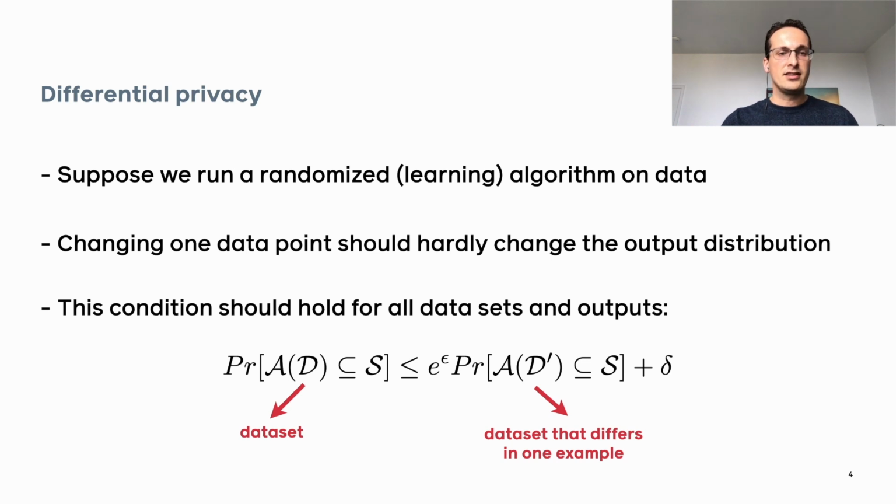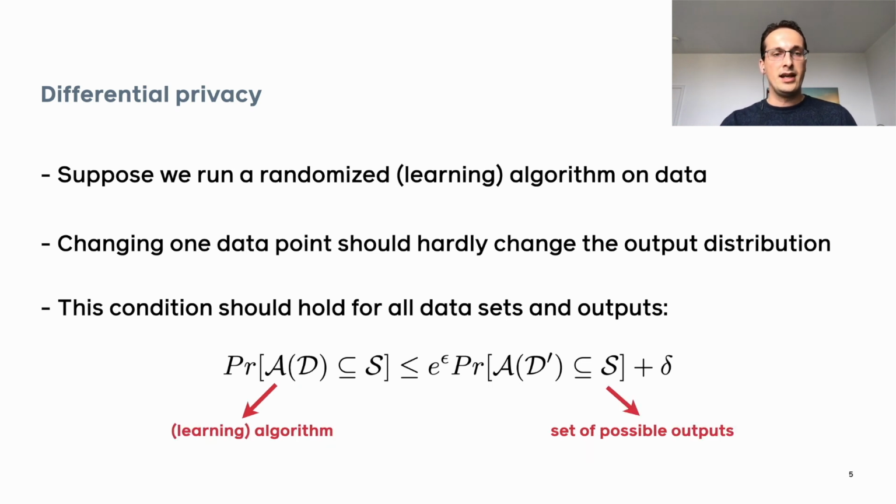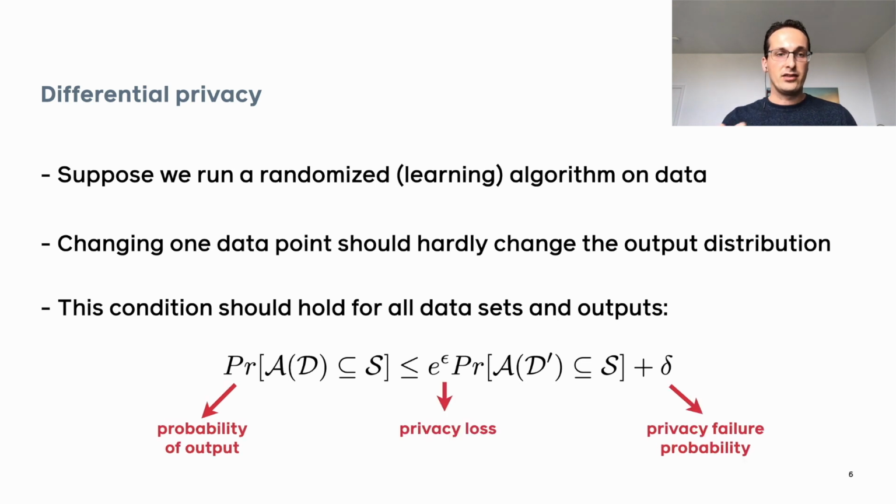So in this case, D is a dataset, D prime is a dataset that differs from D in only one example. A is a randomized algorithm, a learning or prediction algorithm, and S is a set of possible outputs, a set of possible models or possible predictions. And what differential privacy is bounding is the probability of a certain output that cannot differ too much between the two datasets D and D prime.